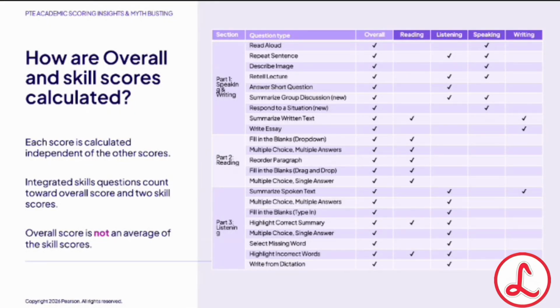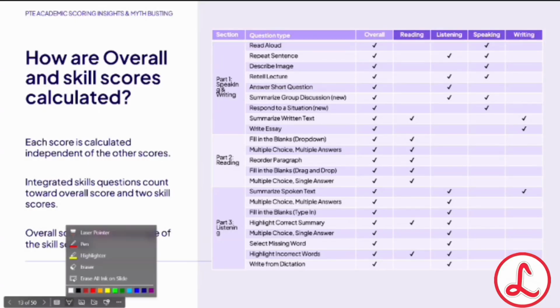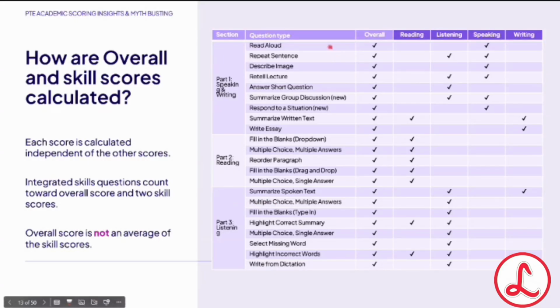I wanted to touch on the point of integrated skills. So if you're brand new to PTE, integrated skills means that sometimes we assess more than one skill with a specific question type. So let me just get my laser pointer out and I'll show you. We have some questions like read aloud, which counts towards the overall score, and it counts towards the speaking score. So that's not an integrated skills question. It only counts toward one of the skills. But we have other questions that count towards more than one skill.